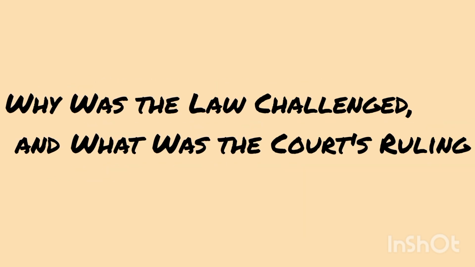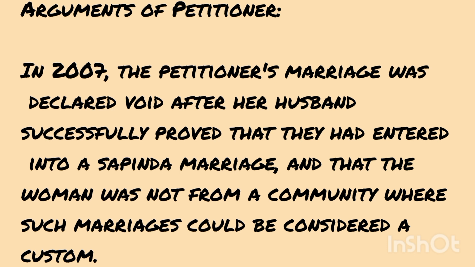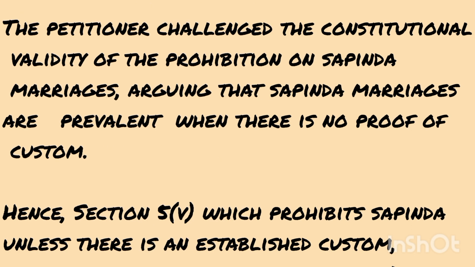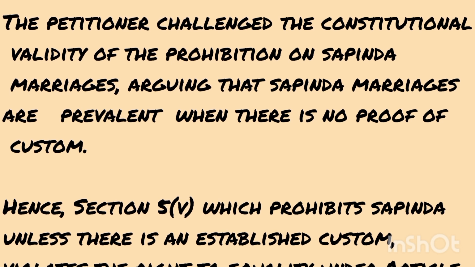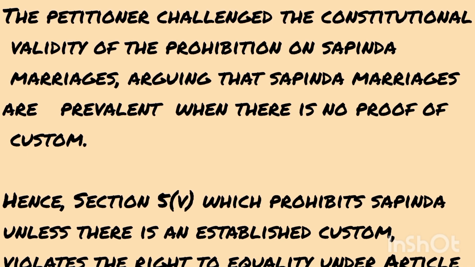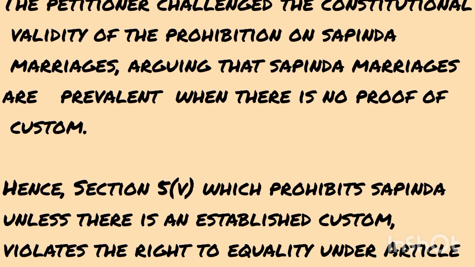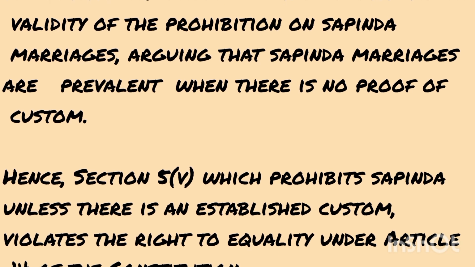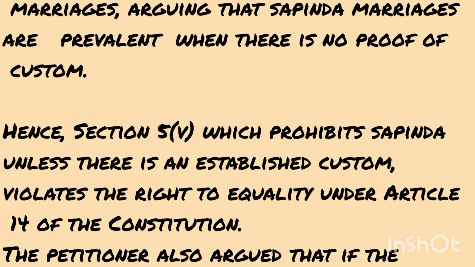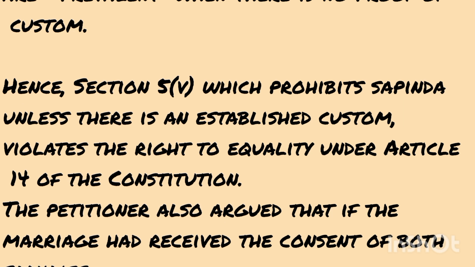Why was the law challenged and what was the court's ruling? The petitioner's argument was that in 2007 her marriage was declared void after her husband successfully proved that they had entered into a Sapinda marriage and that the woman was not from a community where such a marriage could be considered a custom. The petitioner challenged the constitutional validity of the prohibition on Sapinda marriages, arguing that Sapinda marriages are prevalent even when there is no proof of custom. Hence, Section 5, Clause 5, which prohibits Sapinda marriage unless there is an established custom, violates the right to equality under Article 14 of the Constitution.